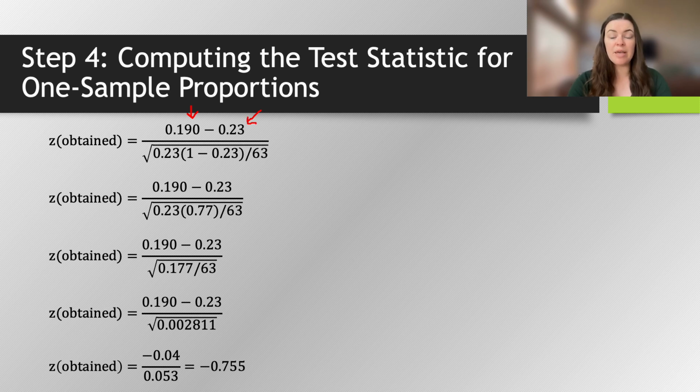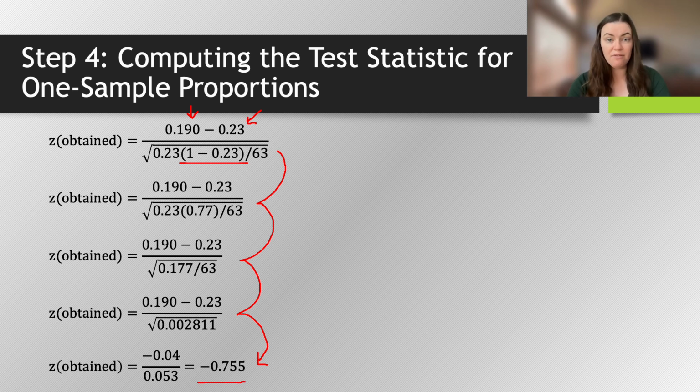I then divide that by the square root of our population proportion multiplied by 1 minus our population proportion, divided by our n, or 63. Again, each of these steps is me just going through the math so you can double check yourself along the way. And the ultimate result we get for our z obtained is a value of negative 0.755.